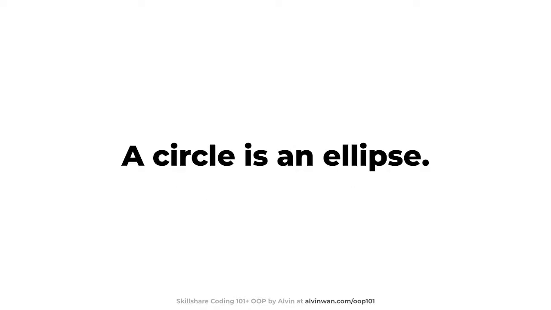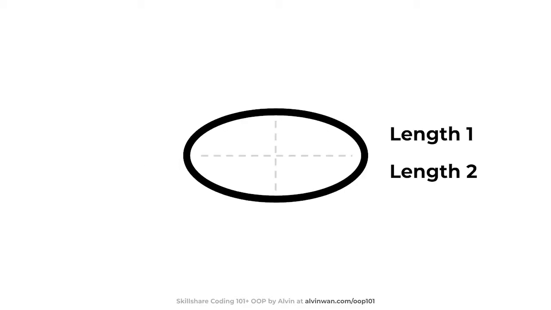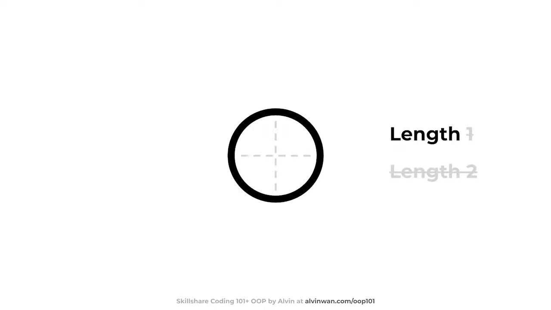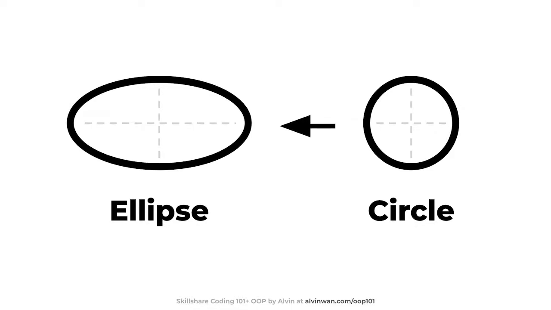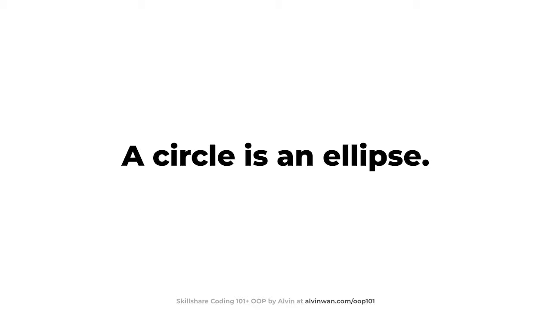First, recall from school that a circle is an ellipse. To jog your memory for why this is, an ellipse has two axes, where each axis can have a different length. A circle is a special case where both axes are the same length. So, a circle is a special type of ellipse. And we say that a circle is an ellipse.